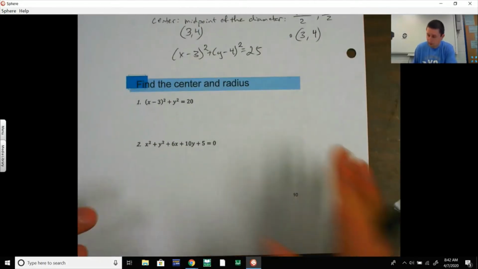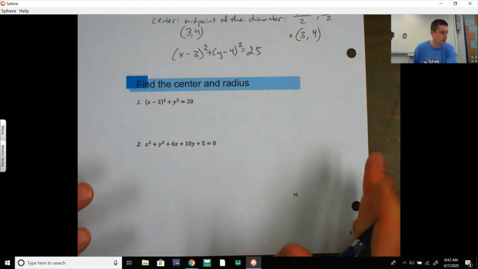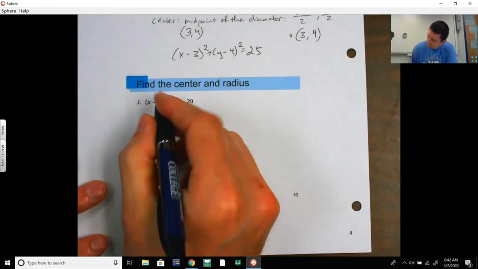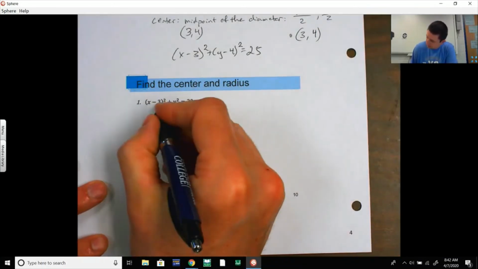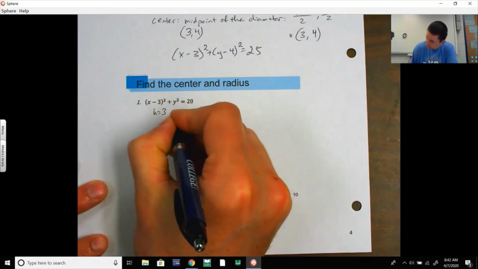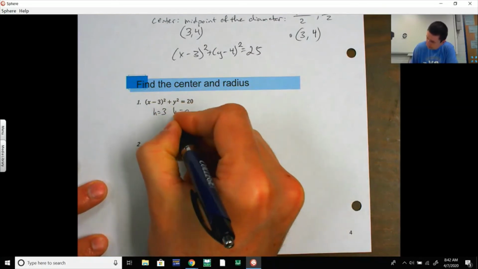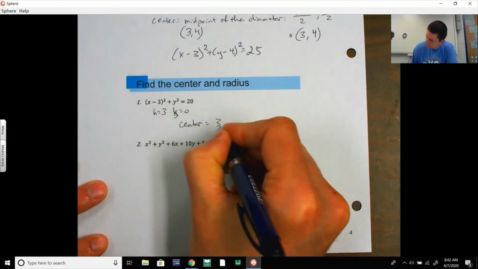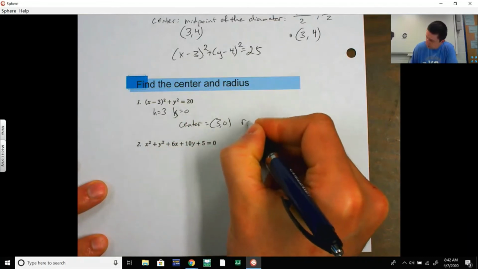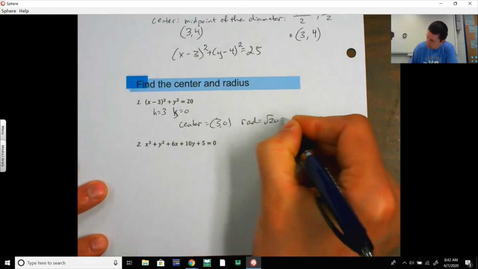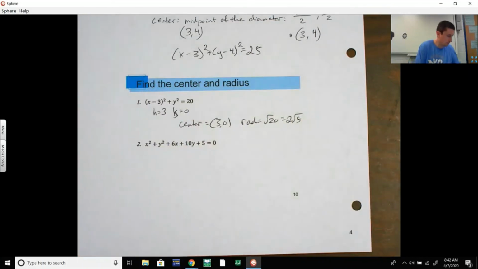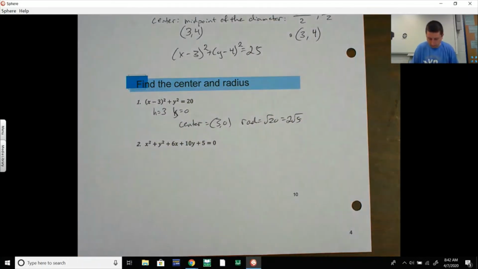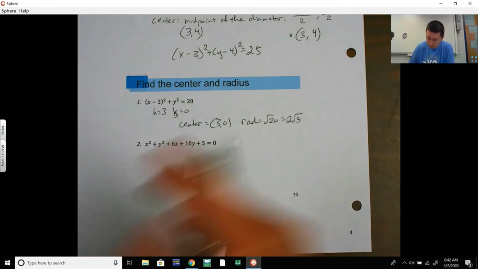Okay, find the center and radius. There will be some graphing. So (x minus 3) squared, that means h is positive 3. There's just a y squared, so k is 0. So your center is at (3, 0). Your radius equals the square root of 20, which would be 2 root 5, or approximately 4.5.